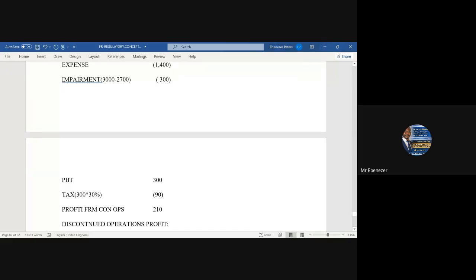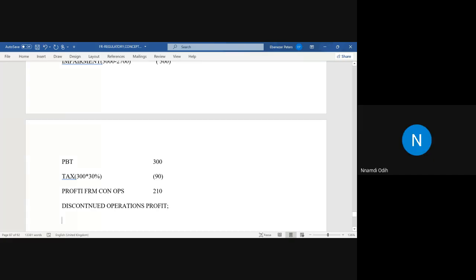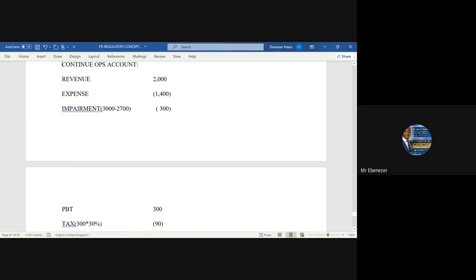So you now determine the discontinued operation, but because this question did not tell us that they have sold that asset, we cannot determine the discontinued operation result. But what we have just written is the discontinued operation. Let me put this into the front so that it will be easier. Revenue.